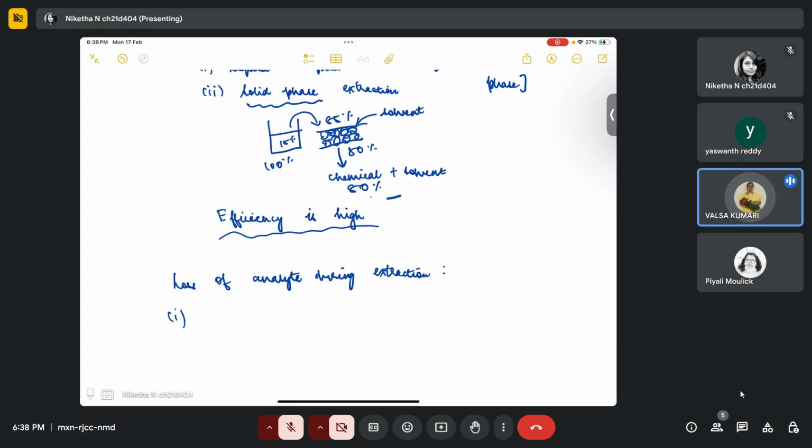So, what are the possible ways in which there could be losses during extraction of the chemical in a solvent? The solvent may slightly vaporize or volatilize. Yeah, so evaporation can happen.